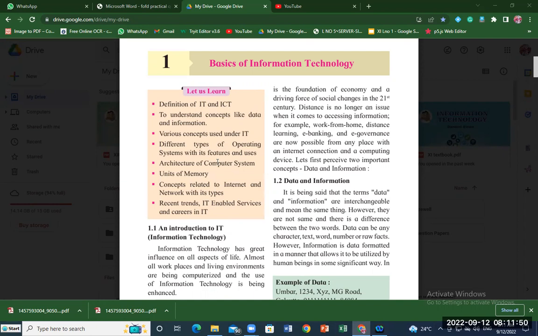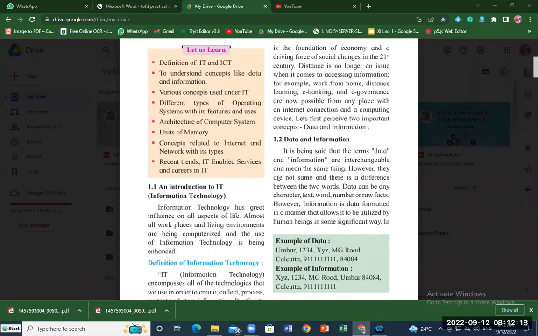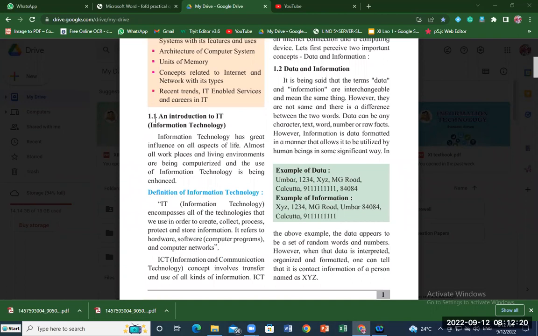Operating systems for mobiles are different and operating systems for PCs are different, right? Then the architecture of computer system, then units of memory. What are the units of memory? How is memory stored in the hard disk, correct? Concepts related to internet and network and its types. Recent trends, IT-enabled services and careers in IT. These are the things which we'll be learning in this chapter. So without wasting any time, we'll start with 1.1, that is Introduction of IT, Information Technology.